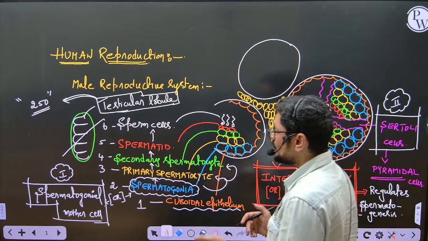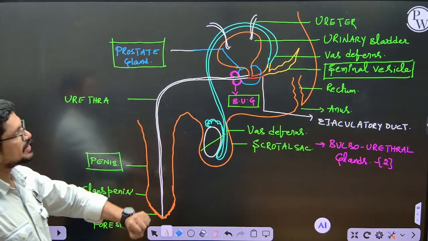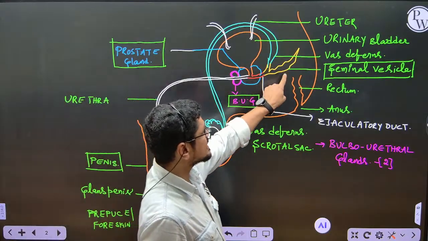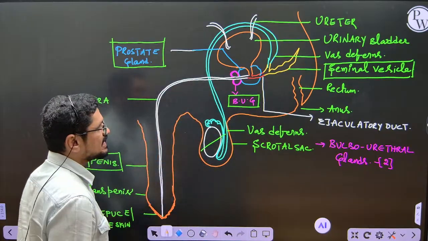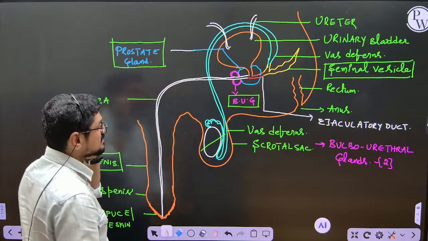Okay, now let us move to this slide. Here we have to discuss the seminal vesicle. What is the seminal vesicle? I will tell you, and after that I will come to the penis portion. Let us see the seminal vesicle.